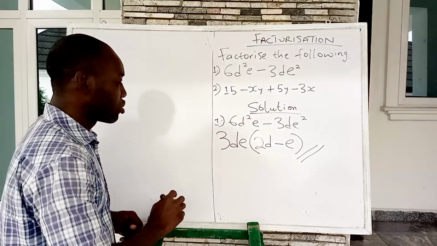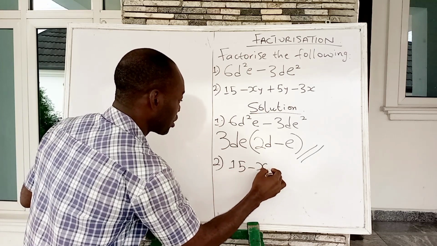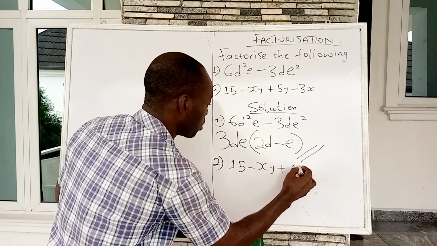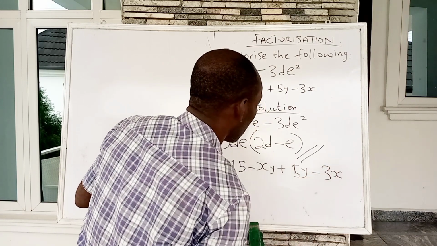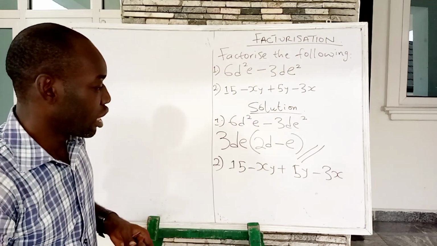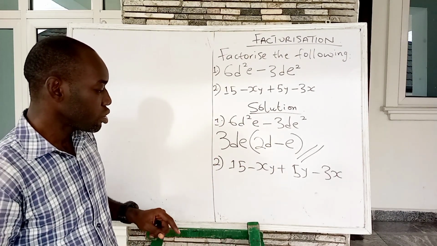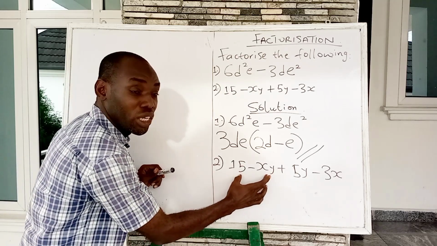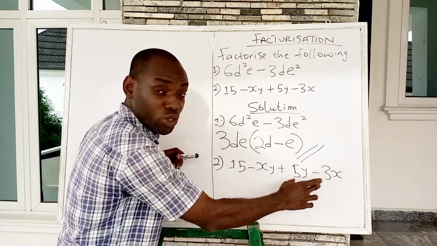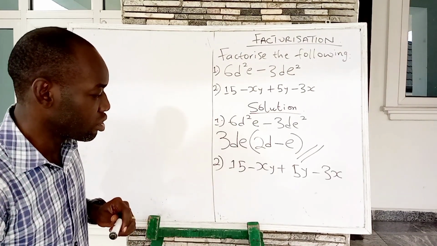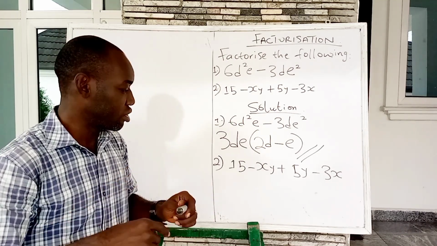Now let's get to solution 2, where we have 15 minus xy plus 5y, I beg your pardon, then minus 3x. Now how do we factorize this? We have 4 terms here. If you look closely, you discover that there's no factor that is common between the first 2 terms, neither is any factor common between the other 2 terms. So what do we do in this instance? We need to do what is termed regrouping, rearranging.